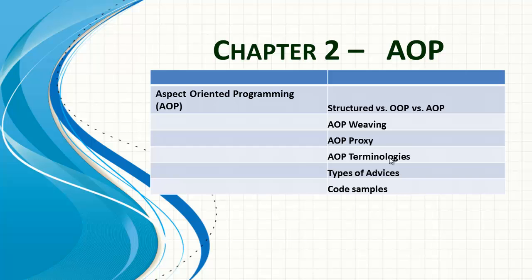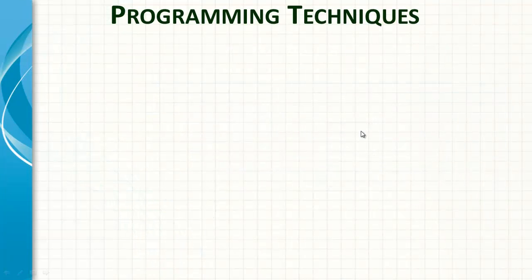Then we'll see how AOP aspect oriented programming proxying works, and once we understand the proxying, then we'll move on to some AOP terminologies like join point, point cut, advice, those kind of stuff, and then we'll look at the types of advices, and finally we'll look at the small code samples as well along for all these topics. So that's the content of this chapter. Let's begin with the first one.